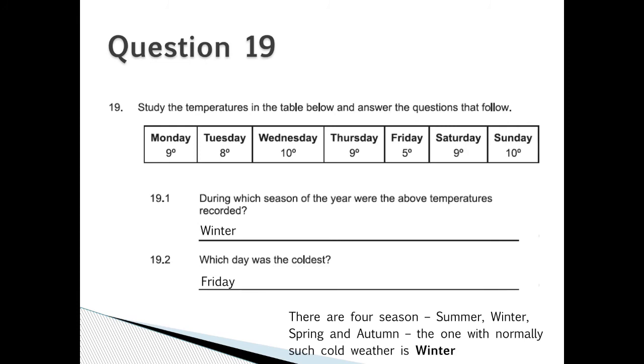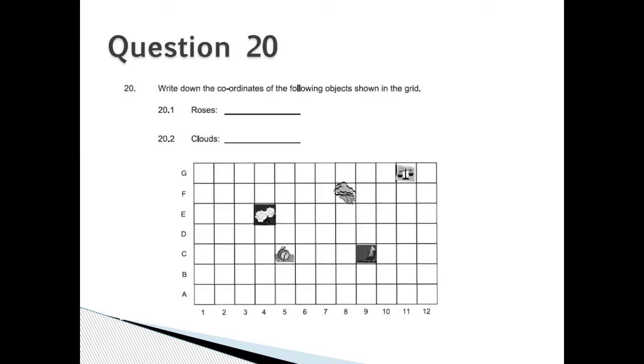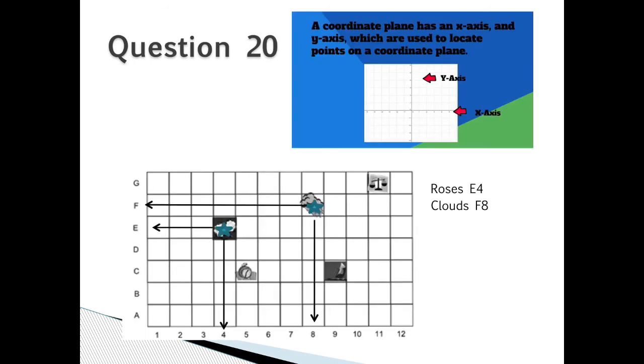Because of how low the temperature is, we can assume that these were recorded in winter, and the coldest day for 19.2 was Friday at 5 degrees. Question 20. Write down the coordinates of the following objects shown in the grid. 20.1, the roses, and 20.2, the clouds. A coordinate plane has an x-axis and a y-axis which are used to locate points on the coordinate plane. So the roses are in E4 and the clouds are at F8.